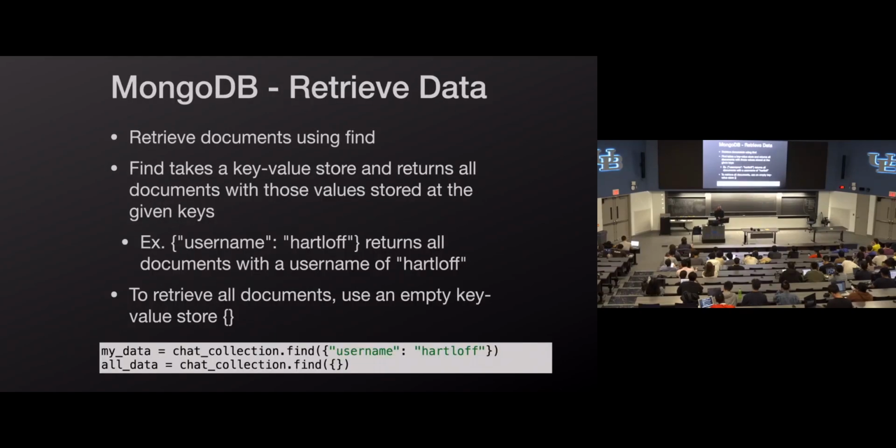And then to find things, we have .find or .find_one. Find is going to take a JSON formatted object, in this case a Python dictionary. It's going to take a JSON object and return every document with those values at those keys. So it's going to give me every document with a key named username that has a value Hartloff. If I want absolutely everything, the equivalent of select star, just give it an empty dictionary, or empty JSON object. That query isn't checking anything, so it's just going to return everything.